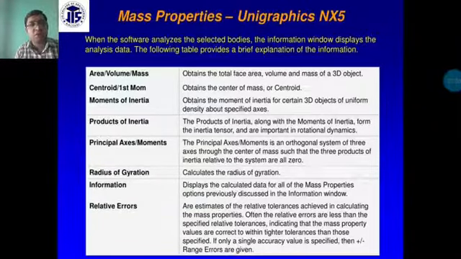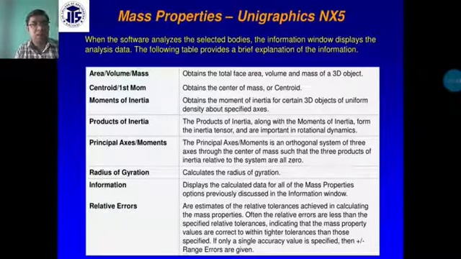And also the radius of gyration will be considered: you have to calculate the radius of gyration, and some further information is required after considering it. A few pieces of information will be essential. It displays calculated data for all of the mass properties options previously discussed in the information window, and also the relative error will be here. The whole set of things will be required according to the information, and again you have to record the relative errors here.